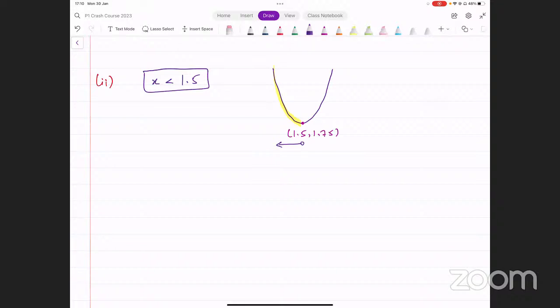Make sense? Any problem with this? So here you just have to write this down. Okay, so that's 1 mark. Let's look at the next one now, part 3.